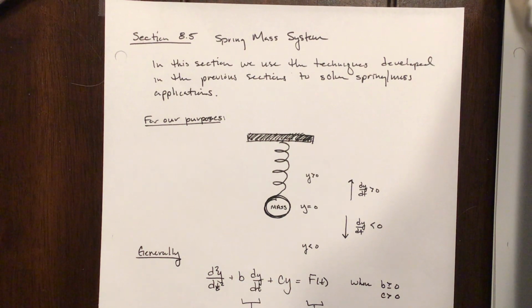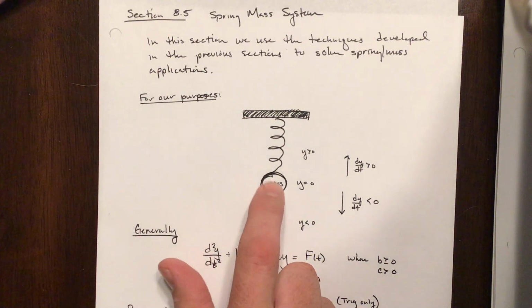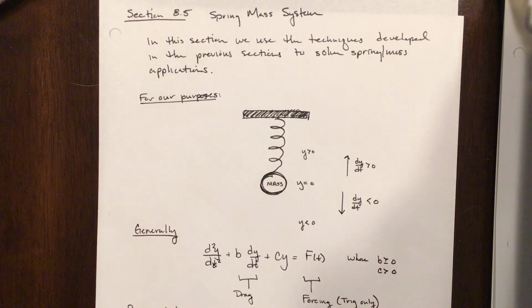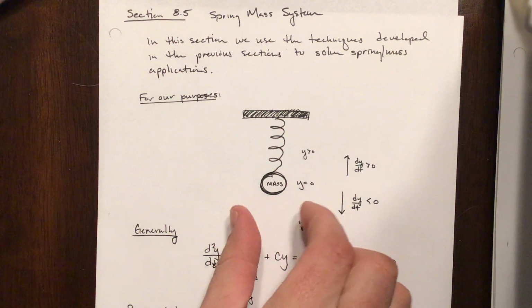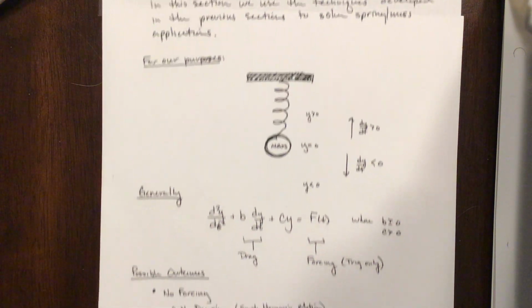Okay, so for our purposes, you have a mass connected to a spring connected to a fixed point, and y equals 0 is the mass extended from the natural length of the spring. When y is positive, it's above the natural length. When y is negative, it's below. dy/dt positive is upward motion. dy/dt negative is downward motion.